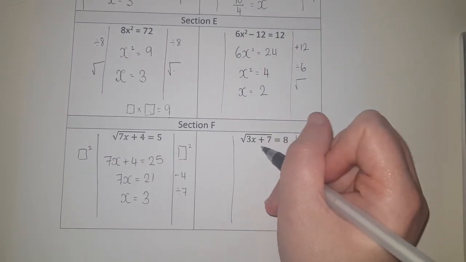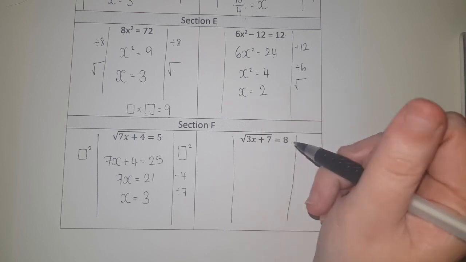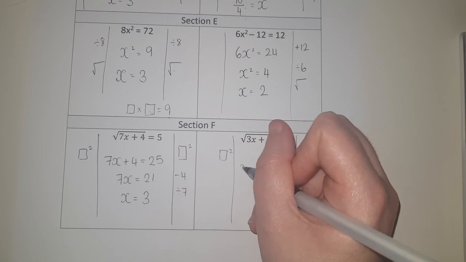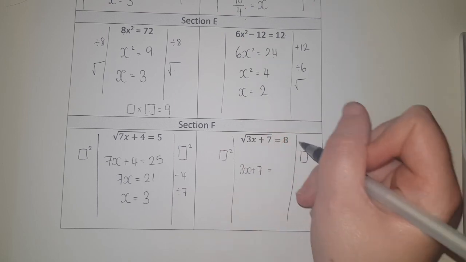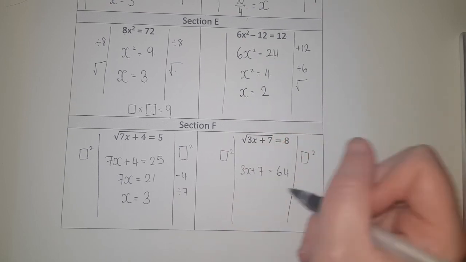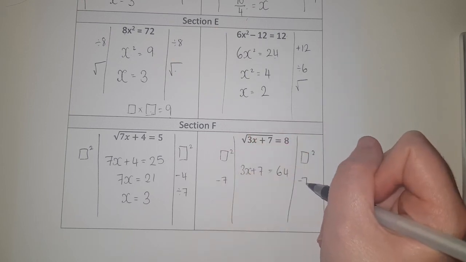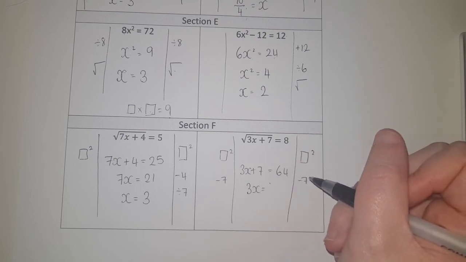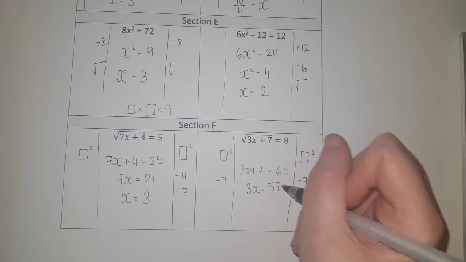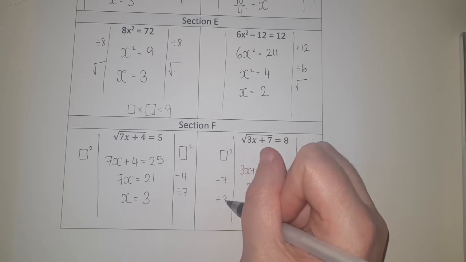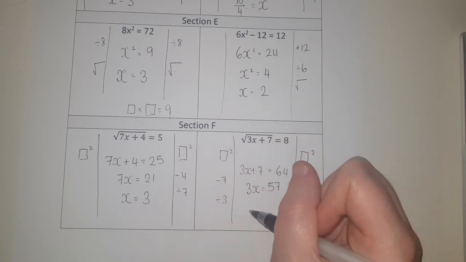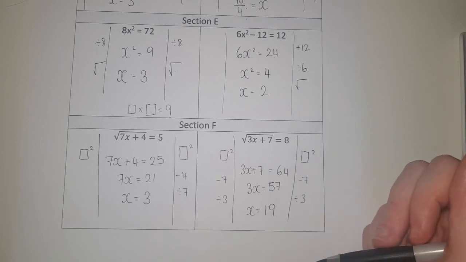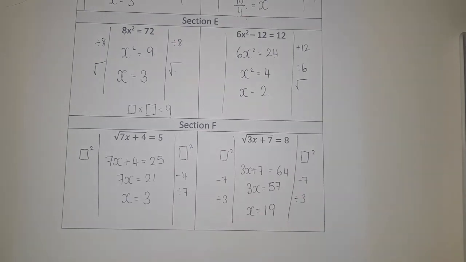Very last question. Again, you can't touch anything inside until you've got rid of the square root sign. So the first thing we're going to do is square our terms. That gives me 3x plus 7 equals, and 8 squared is 64. We're then going to subtract the 7. So I get 3x equals, what have we got? 64 subtract 7 is 57. And then to get rid of the 3, we're going to divide by 3. And x equals 19. Again, you can just type that part in the calculator if you're not sure how many 3s in 57.